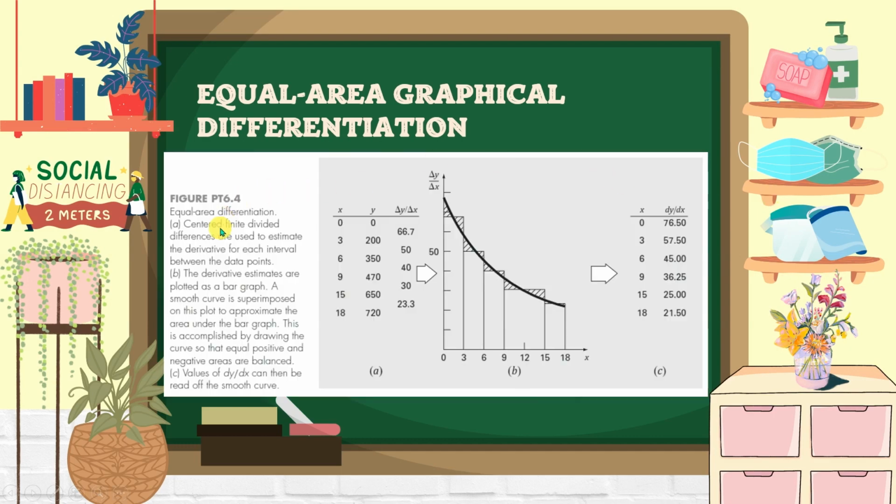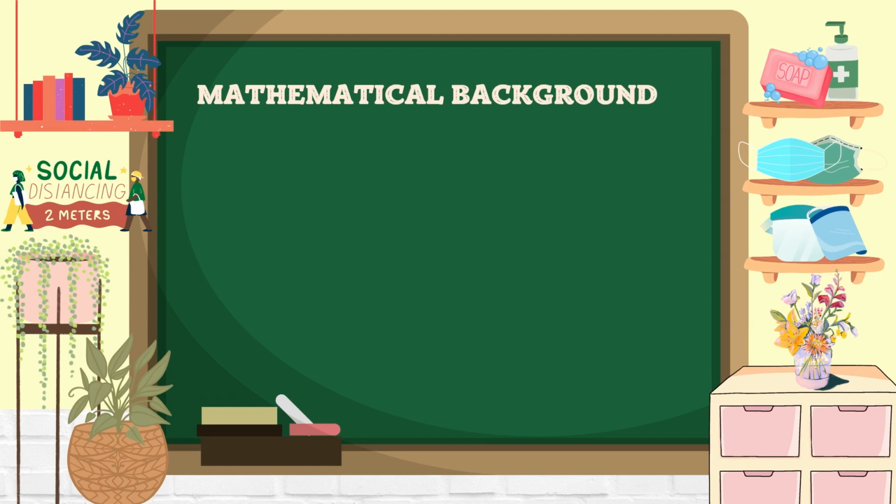So we have here figure PT 6.4, the equal area differentiation. For figure A, centered finite divided differences are used to estimate the derivative for each interval between the data points. For figure B, the derivative estimates are plotted as a bar graph. A smooth curve is superimposed on this plot to approximate the area under the bar graph. This is accomplished by drawing the curve so that equal positive and negative areas are balanced. And for C, values of the derivative dy/dx can then be read off the smooth curve. So let's have some mathematical background.